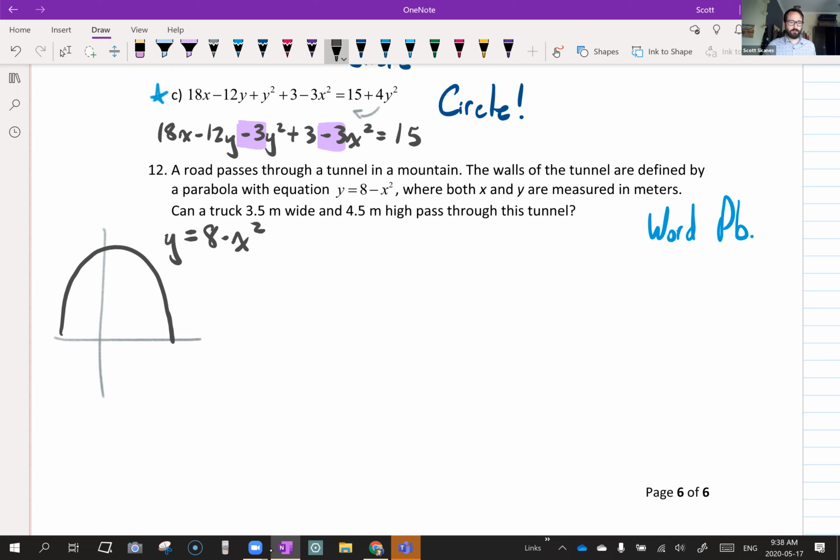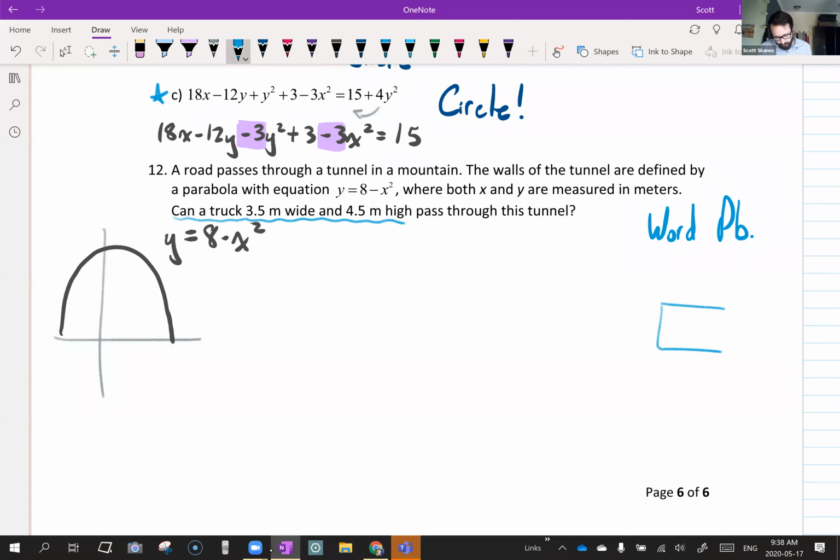So there's a number of ways to do this question. I'm curious which way you're thinking about this. Does anyone have any ideas what I need to do? Well, let's think about it this way. We want to know, can a truck that's wide and high pass through the tunnel? So I'll just write it here.